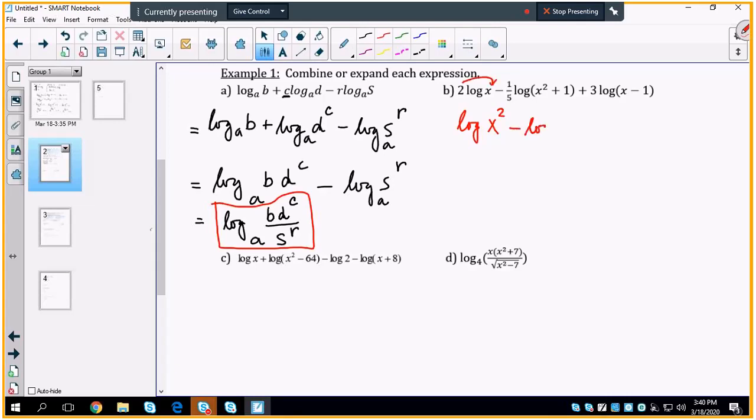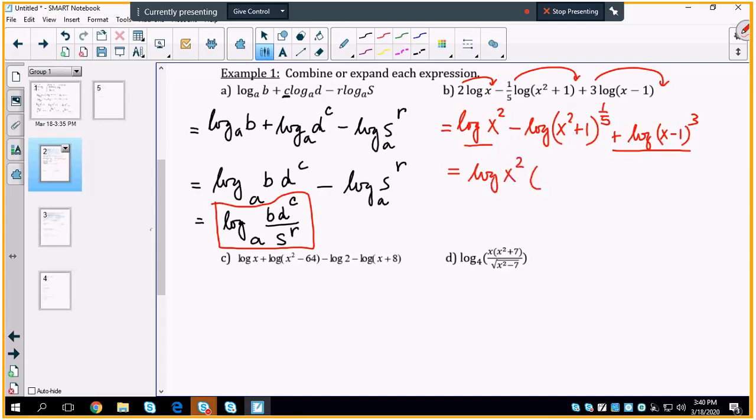Minus, I say log of (x squared plus 1), that's the input, whole to the power 1/5. That's again, the constant goes to the power. 3 goes to the power, so I write it as log of (x minus 1) whole to the power 3. Now see, the first one and the third one are positive. So I combine them using the product rule, and I say that this is log of the first one times the input of the last one, which is (x minus 1) whole to the power 3. I still have the minus term, log of (x squared plus 1) whole to the power 1/5.